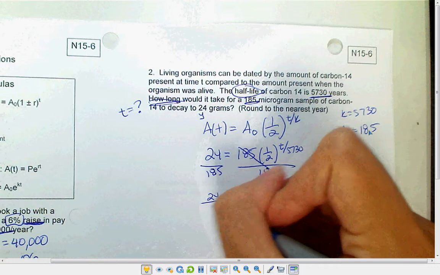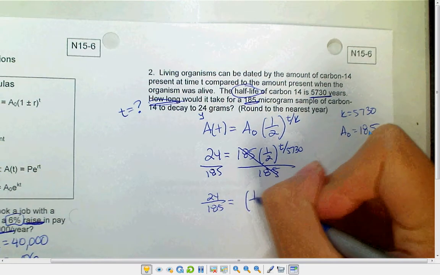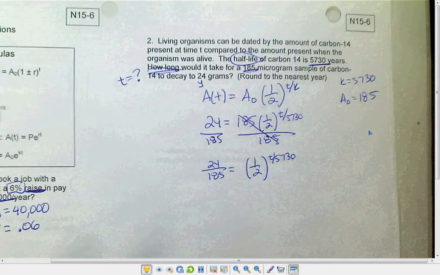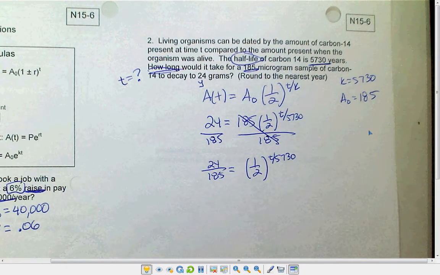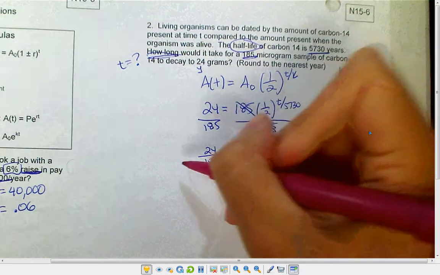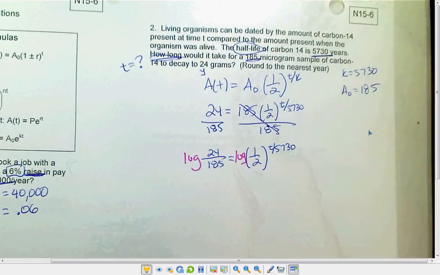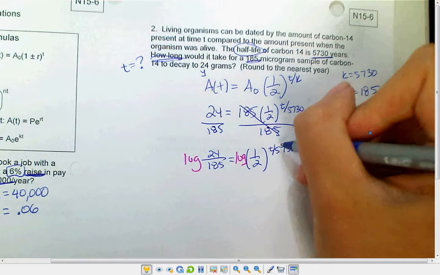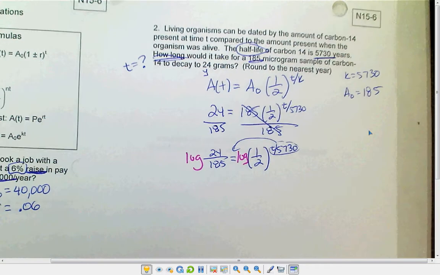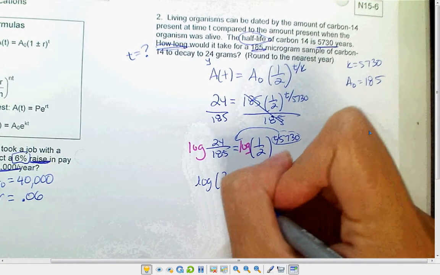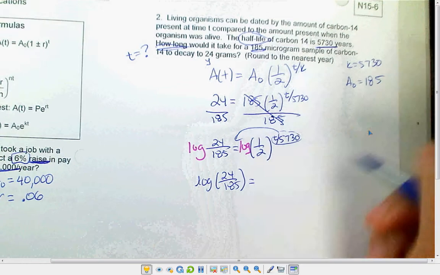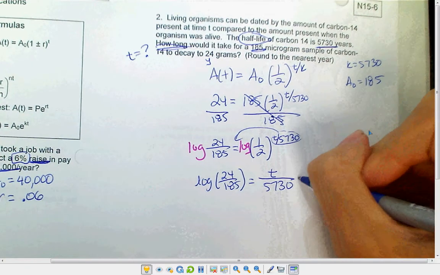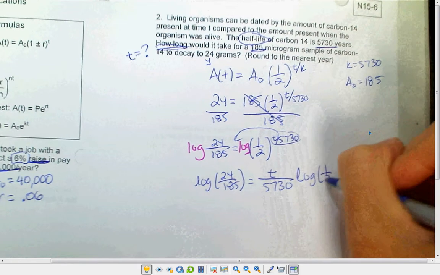So we have 24 over 185 equals 1/2 to the t over 5,730. Now that the exponent is by itself, we're going to undo the exponent by taking the log of both terms, which lets us take our entire exponent out in front. So this is log of 24 over 185 equals t over 5,730 times log of 1/2.